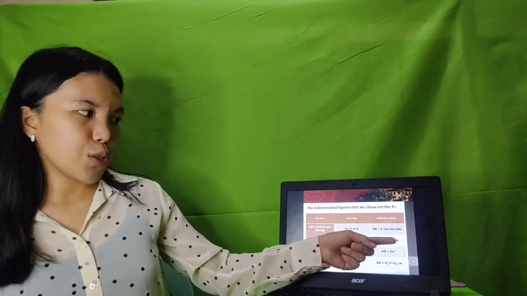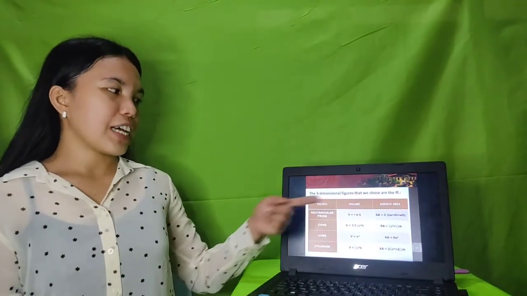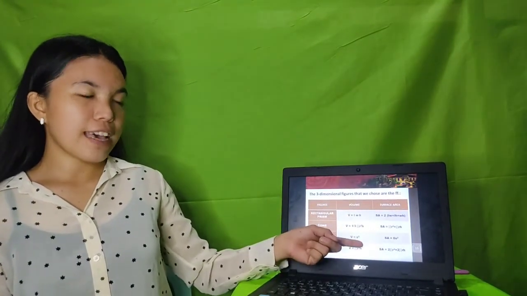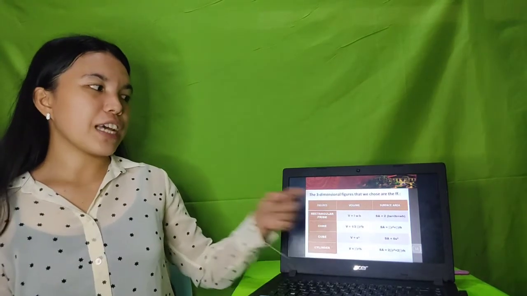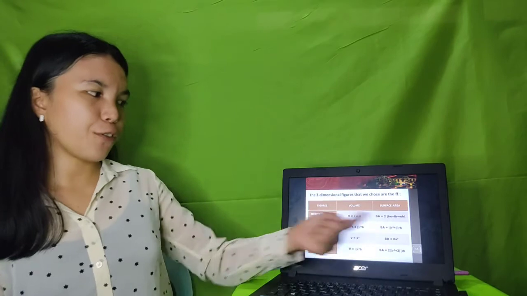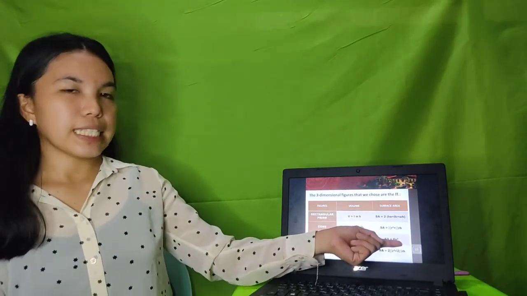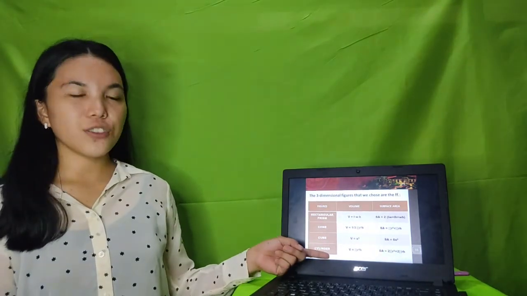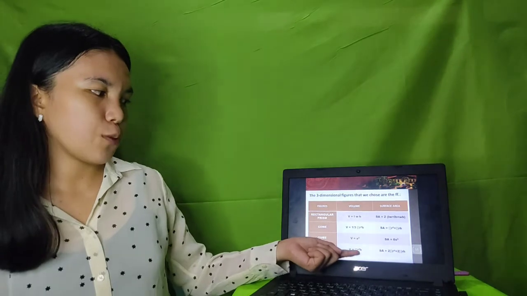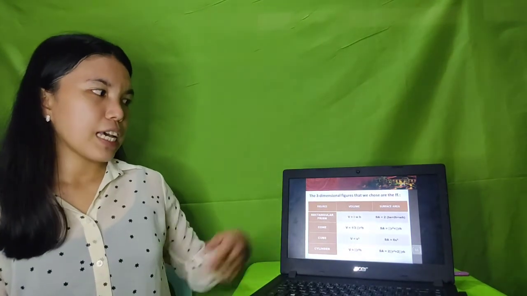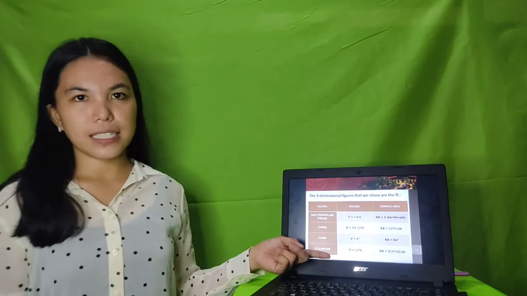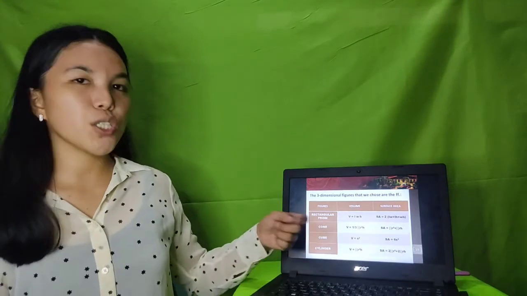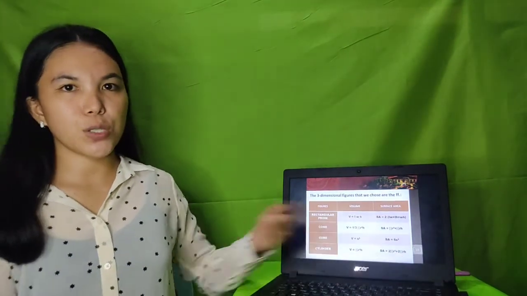In finding the volume of a cube, we have the formula V equals s cubed, or side cubed. In finding the surface area of a cube, we have the formula SA equals 6s squared. And lastly, in finding the volume of a cylinder, we have the formula V equals pi radius squared times height. And in finding the surface area of a cylinder, we have the formula SA equals 2 pi radius squared plus 2 pi radius times height.